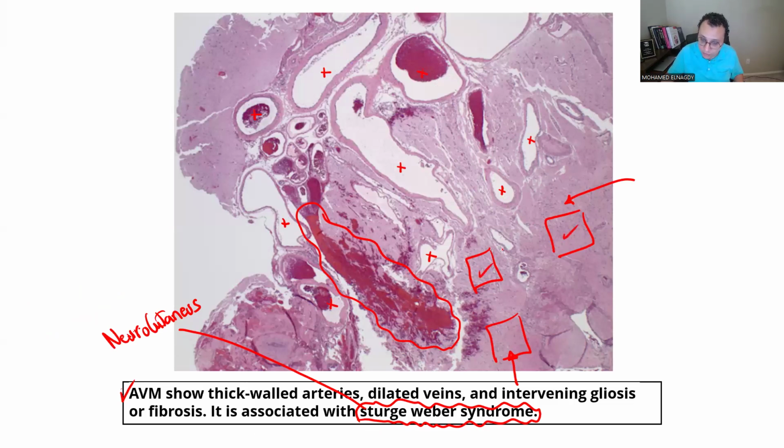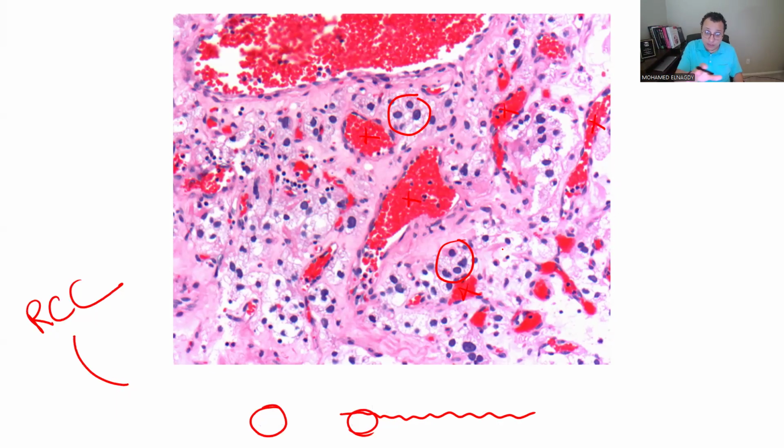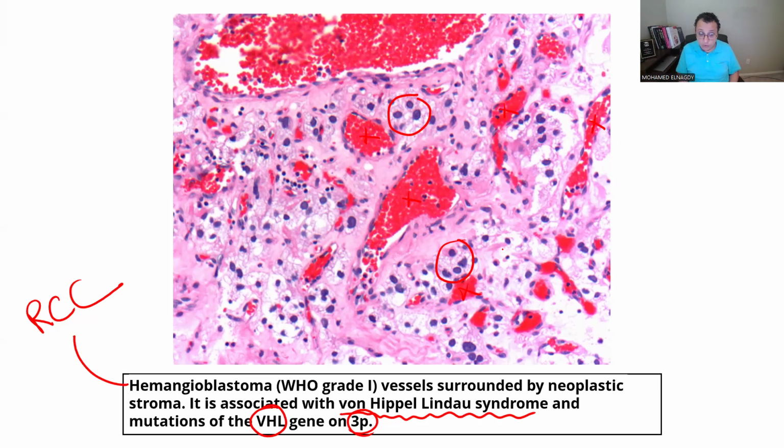The brain tissue in between here doesn't have any abnormal, scary looking cells, but here you see vessels, but the brain tissue in between is so scary. It has some kind of neoplastic stroma in between the vessels. That's hemangioblastoma. It's WHO grade 1, so low grade tumor. That's it. These are the two brain lesions that I need you to know where you will see a lot of vessels.